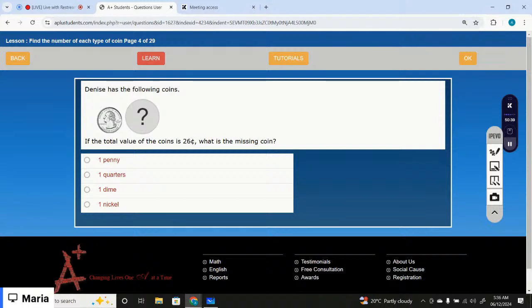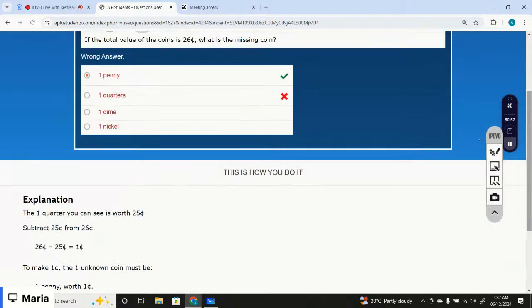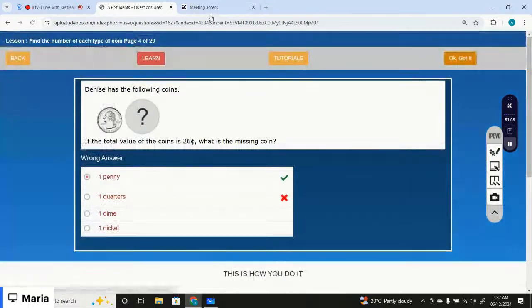The correct option is one quarter. One quarter equals 25 cents, right? But one penny, because the one that is already shown is 1 quarter, so you have 1 penny. That is option number one.